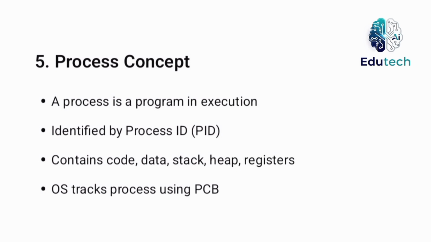Process concept. A process is a program in execution. It consists of program code, current activity, CPU registers, stack, heap, and data section. Each process has a unique process ID (PID) and is represented in the OS by a process control block (PCB). The PCB stores important information such as process state, program counter, registers, scheduling information, and memory management details. Processes can be in different states such as new, ready, running, waiting or blocked, and terminated. The operating system manages transitions between these states.